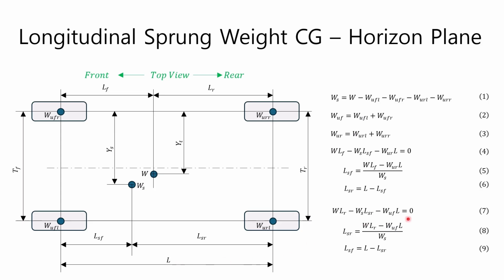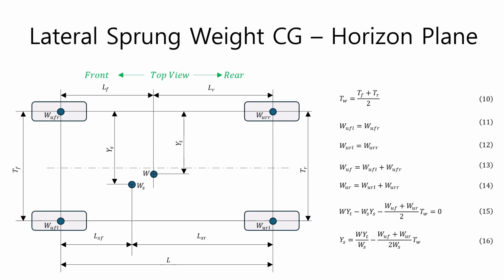By rearranging equation 7 for the distance from the rear axle to the sprung center of gravity, LSR, we can obtain equation 8, and by subtracting LSR from the total wheelbase L, we can express the distance from the sprung center of gravity to the front axle, LSF, as in equation 9.